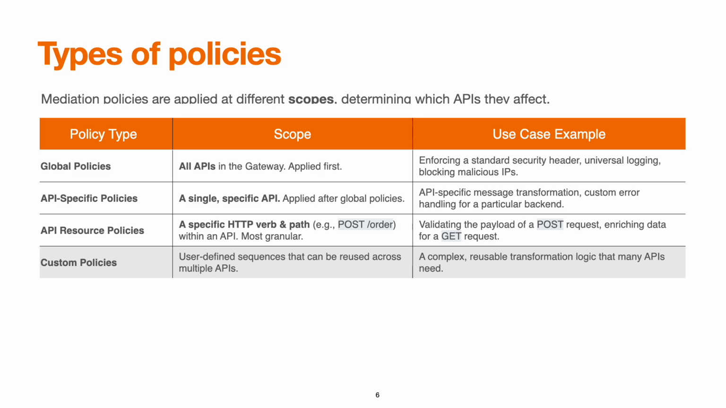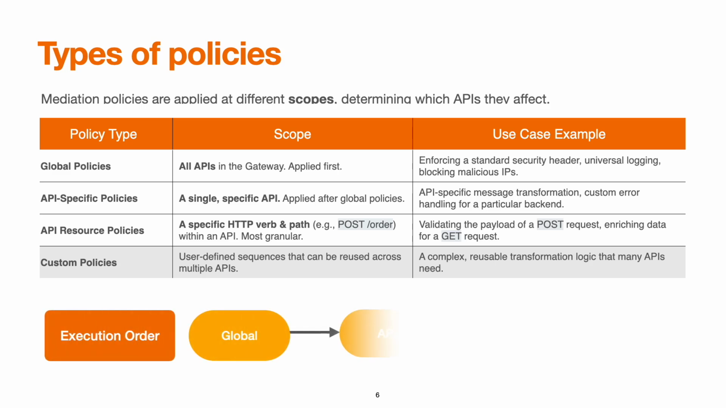For any specific requirement we can create a custom sequence of specific mediators and reuse it as a custom policy. The execution order is: first, the global policy takes precedence, followed by the API level and then the resource level.